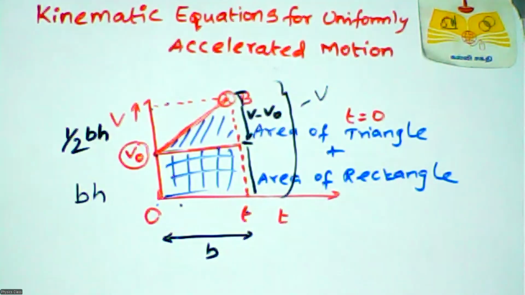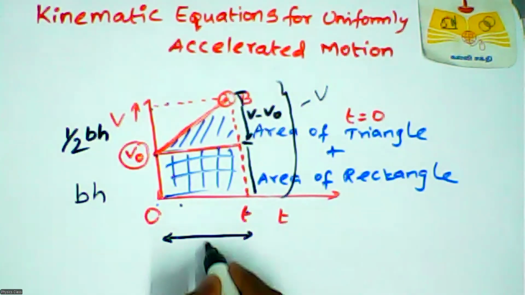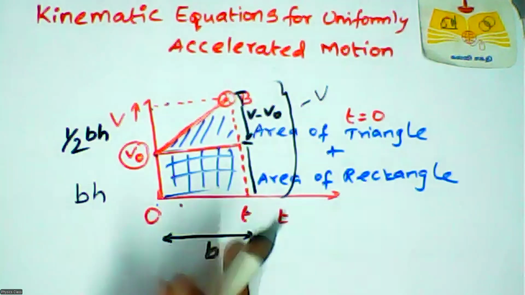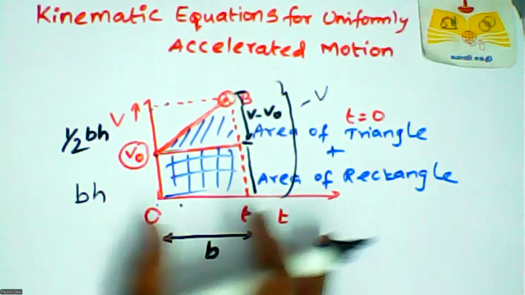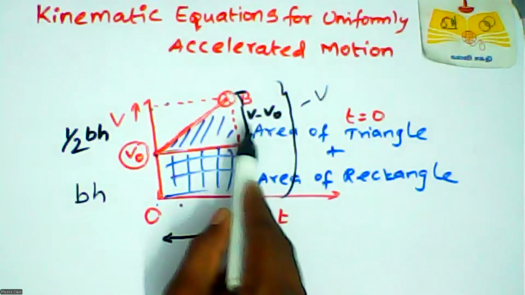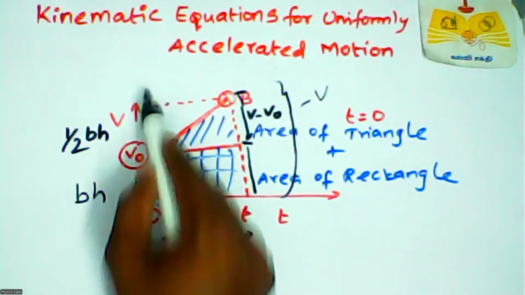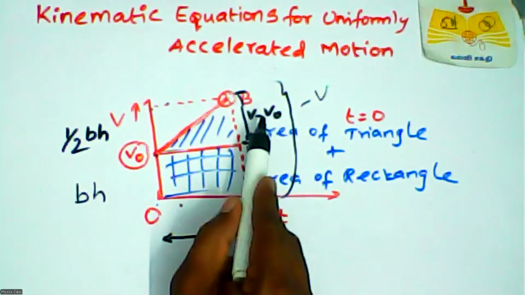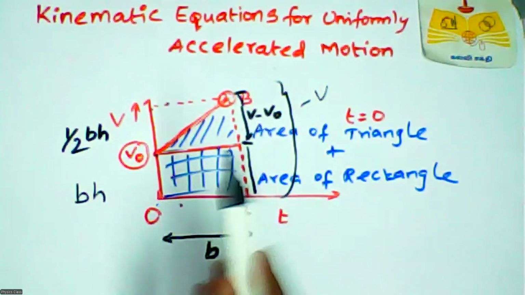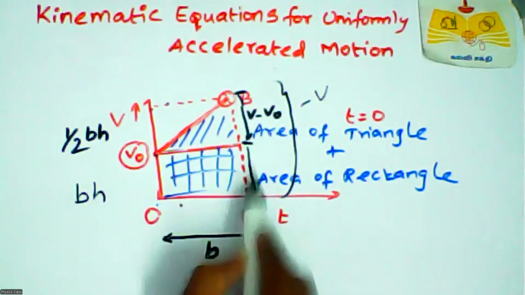So you already know the height and breadth of both the triangle and rectangle. Breadth is common to both shapes, triangle and rectangle. That is t, which denotes the distance between 0 and t. And height for the triangle, I told you, is from this position minus this position. What is the height of that rectangle?